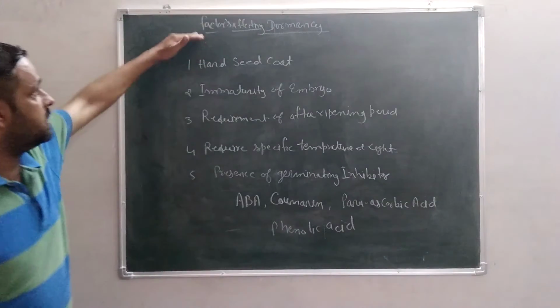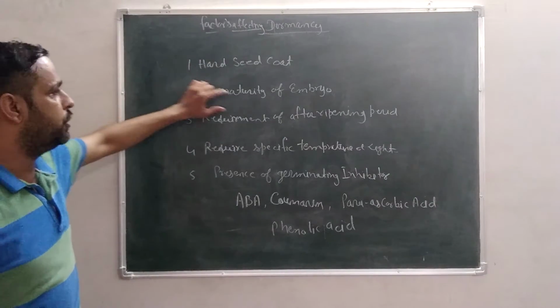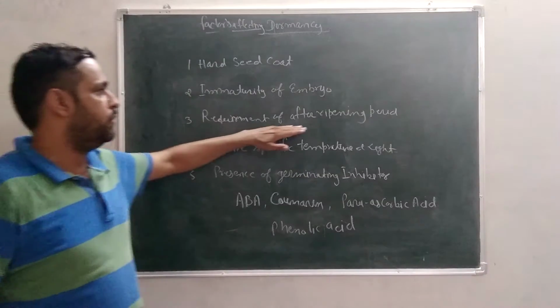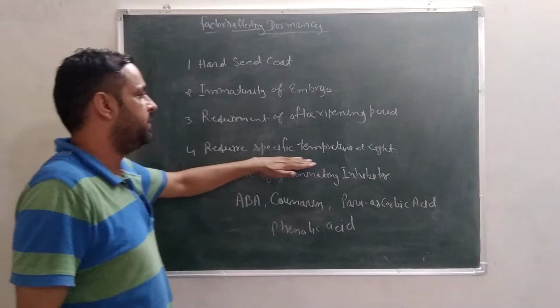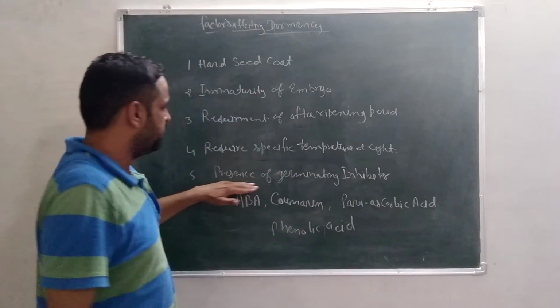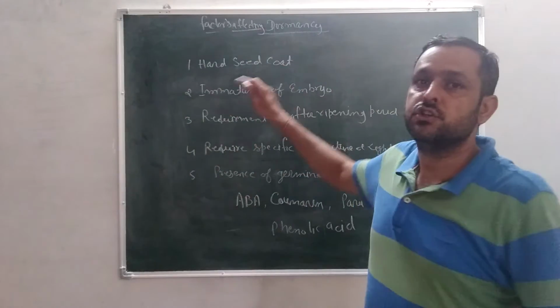Now we can see the factors affecting dormancy. These are the factors affecting dormancy. First, hard seed coat. Second, immaturity of embryo. Third, requirement of after-ripening period. Fourth, requirement of specific temperature and light. And fifth, presence of germinating inhibitors.